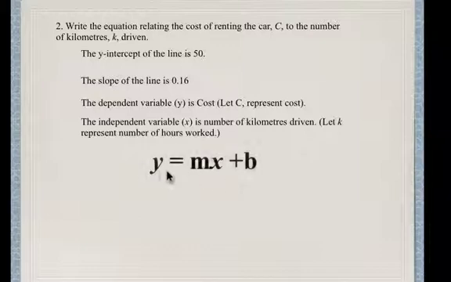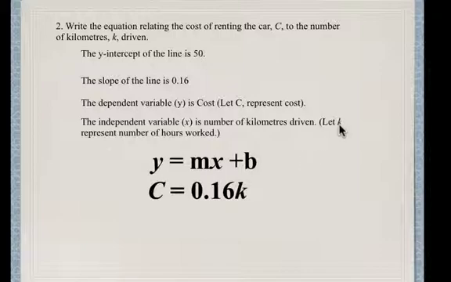So we're going to take a look at our equation y equals mx plus b again, and we remember y is our dependent variable, and that is cost. So we're going to sub in C for y, and m is our slope, and remember from up here, our slope of the line is 0.16. The independent variable is our x, and that is the number of kilometers driven, and we're going to use K for that variable. And we're going to have a y-intercept of 50, which is our flat rate charge, so it's going to be plus 50.